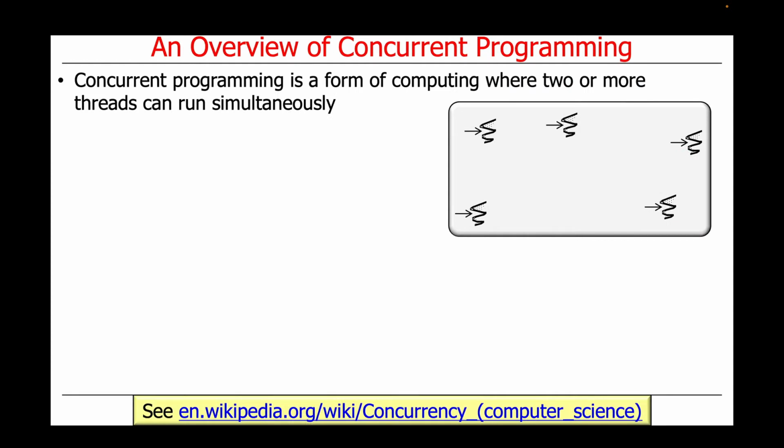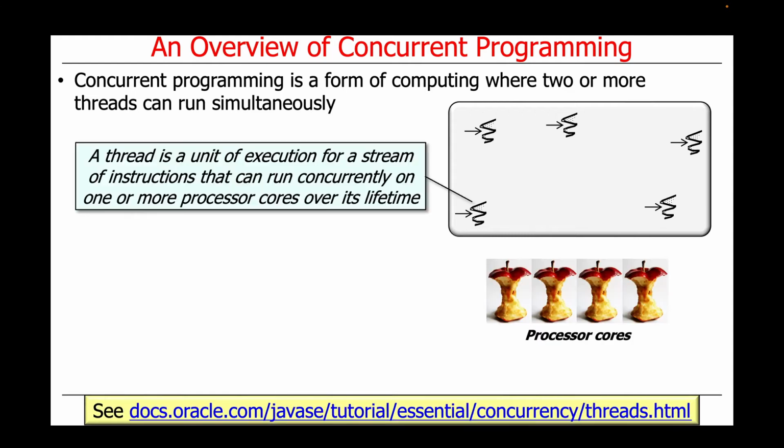So what is concurrent programming? Here's a little pithy definition just to get you started. You can read more about concurrency at the link at the bottom of the slide. But concurrent programming is a form of computing where two or more threads can run simultaneously. And we'll see in a minute that simultaneously doesn't necessarily mean they run physically in parallel, but it means that they're logically simultaneous at the very least.